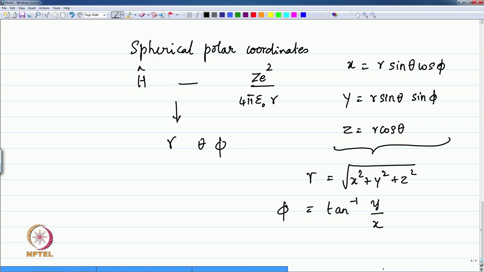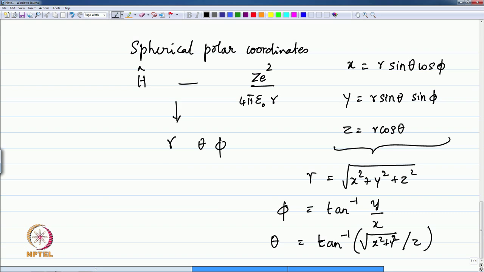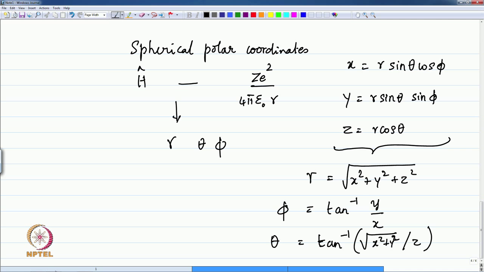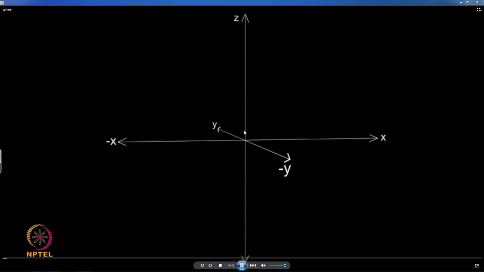and the last relation is theta, which is given by tan inverse of square root of x square plus y square, divided by z. Okay. So, the coordinate transformation allows you to use either the spherical or the Cartesian coordinates by using the relationship between them, and this one animation gives you a visualization of the spherical polar coordinate system and the values. Let me play the animation.